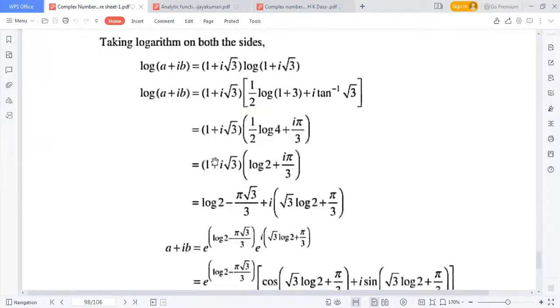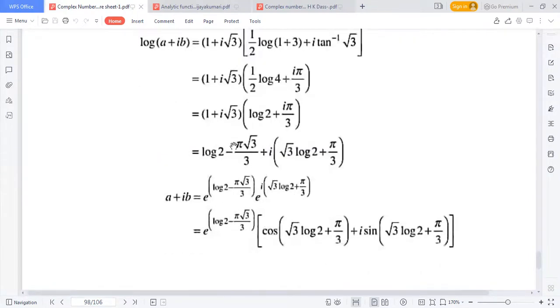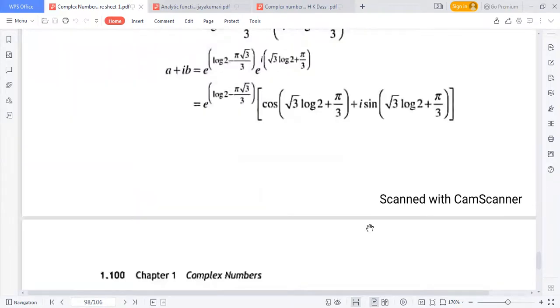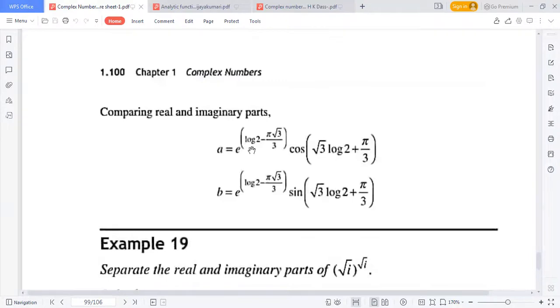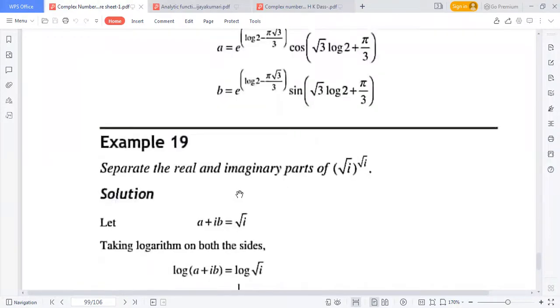So multiplying 1 plus i√3 with this, we get this as the real part and i into the imaginary part. Now a plus ib equals e to the power real part into e to the power imaginary part. So this is the constant without i, e to the power log 2 minus √3/3, and e to the power i theta, this whole thing is theta. So cos theta plus i sin theta. In that way, real part equals this and imaginary part equals this.